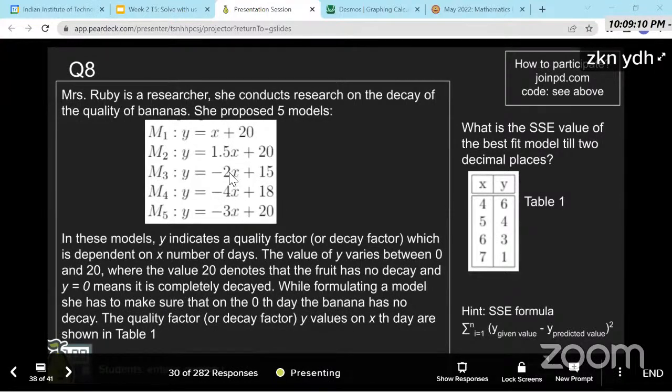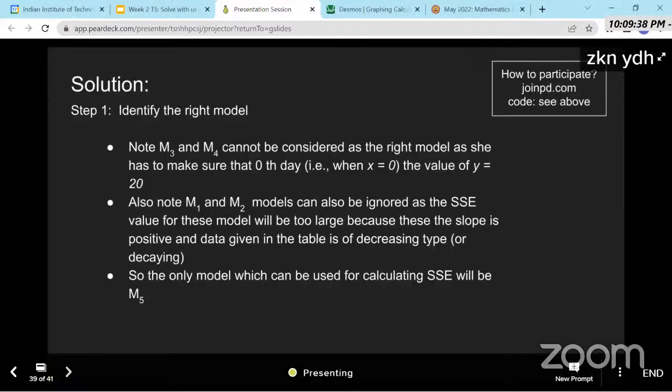So when x is 0, look at this M3. When x is 0, what is your y value? 15. That means it has got some decay, so she cannot use this model. Likewise, she cannot use M4. But look at M5. When x is 0, she gets this 20. So now we can say that M5 is the best model as of now. But what is the SSE value? That is something else. So you will not use any of these models, M1, M2, M3, M4, but you will just use M5 to get the answer. And that is what is done here.